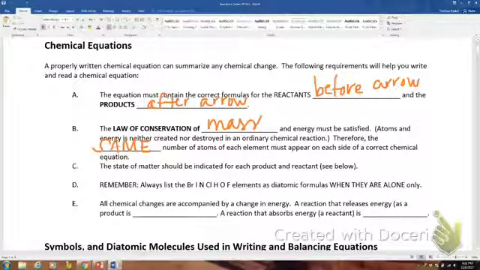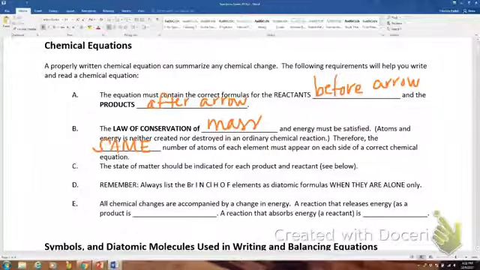So if I start with 4 carbon, after my reaction is complete, I need to end with 4 carbon. They're not necessarily still together as 4 carbon. They may be in different arrangements, but there has to start with 4 and end with 4. Same thing with mass. If I start with 15 grams of reactant, I need to end with 15 grams of product. Okay. When we're writing a chemical equation, the states of matter should be indicated for each product and reactant, and we'll look at that in just a second.